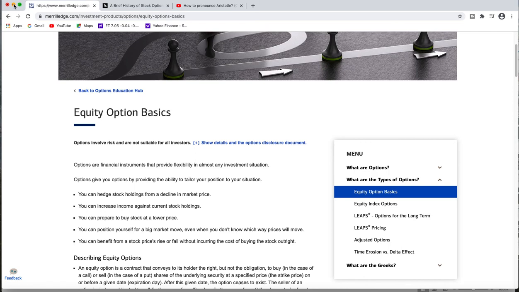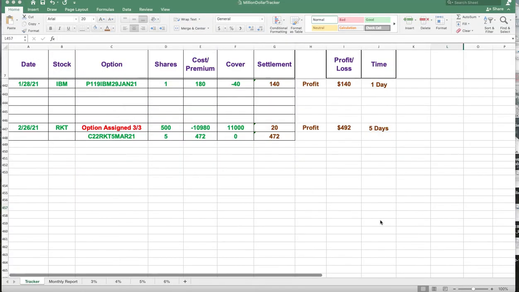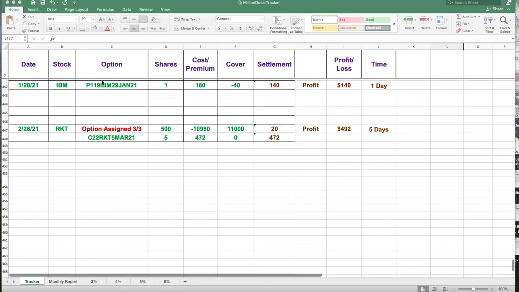Now let's go to my spreadsheet here. Now here is my tracker. You guys have seen my tracker if you watch my other videos. All right, I locked this pane right here, and I put two of these closed positions already here. One's a put option. This is a put option because it has a P in front of it. Where it says option, it has a P here, it says put. This is going to be a call option because it has a C, 22. This is how we read this.